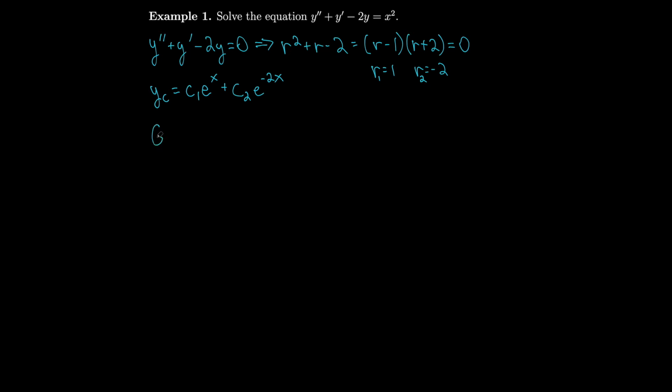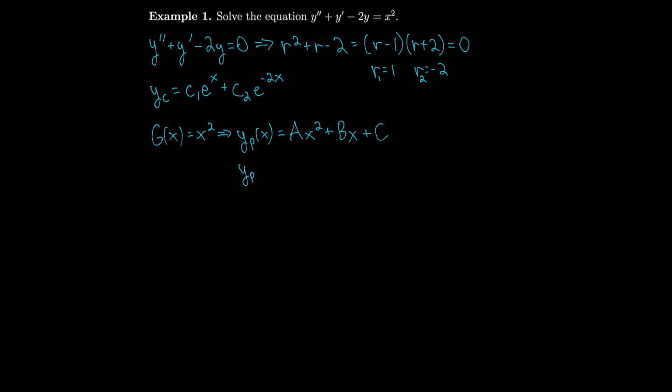So notice that g of x is x squared, so that's a polynomial. That means we should take our particular solution to be a general quadratic, because this thing's of degree 2. A general quadratic has the form ax squared plus bx plus c. We have not determined these coefficients yet, so in order to determine them, how about we take some derivatives?